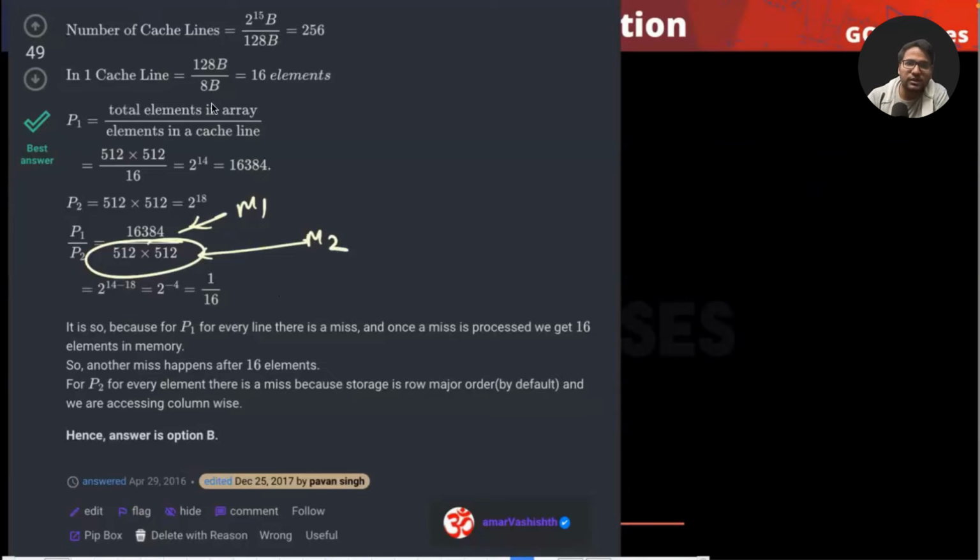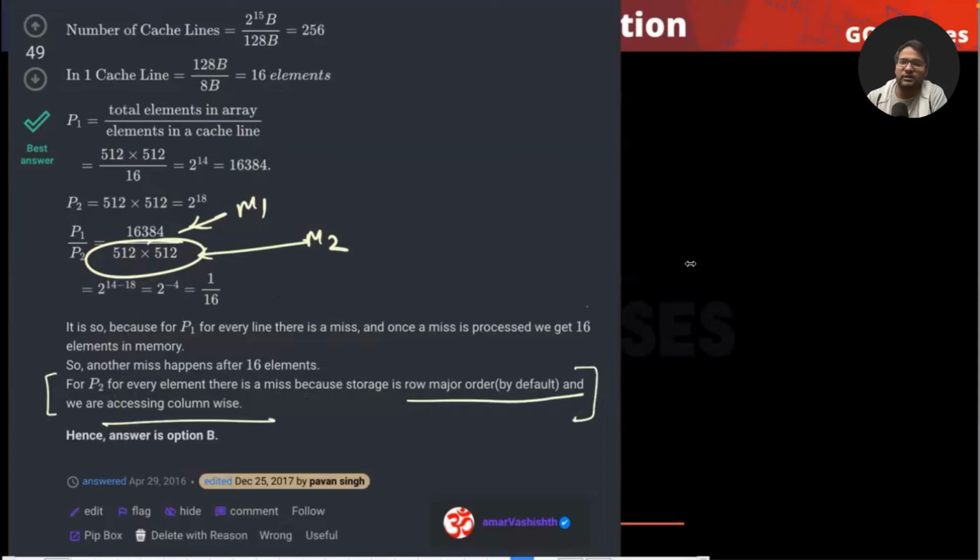So what is the explanation they have given? They have directly written: it is so because P1 is okay. For P2, every element is a miss because storage is row major order by default and we are accessing by column. That's not a very good explanation, obviously.